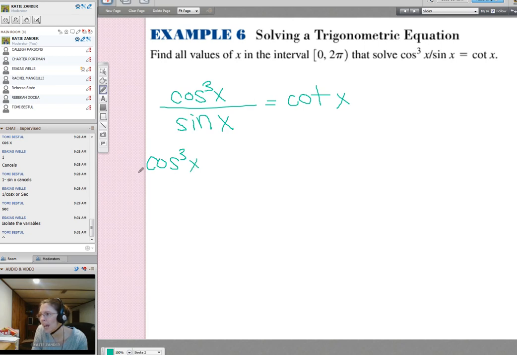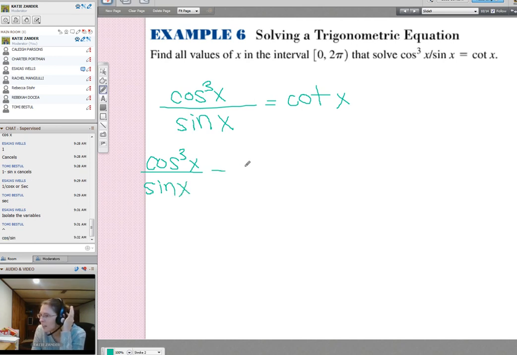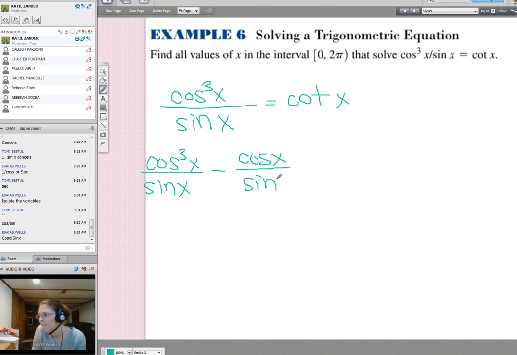What is cotangent x equal to? So if I want to rewrite that maybe with using sine and cosine, thank you. Hey, that's actually really nice because notice they have the same denominator. So because they have the same denominator, I can rewrite this as cosine cubed x minus cosine x all over sine x equals 0.